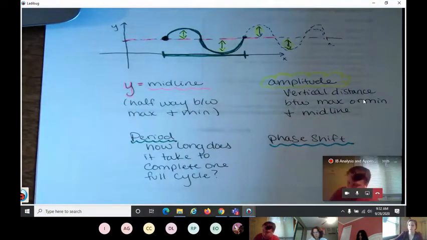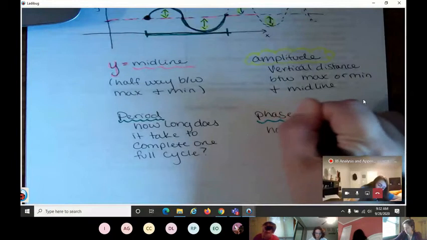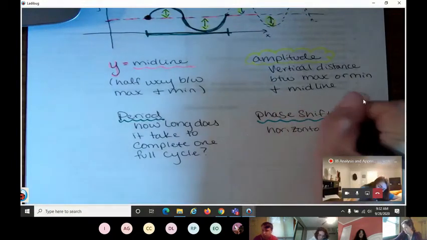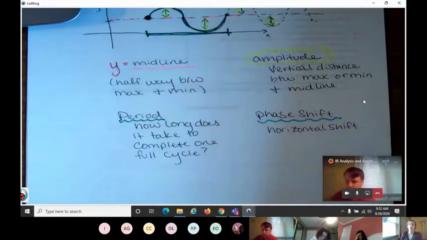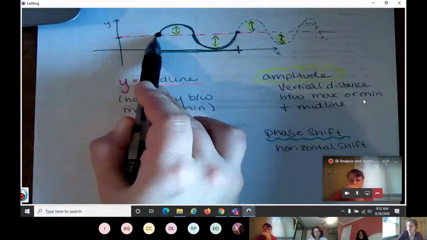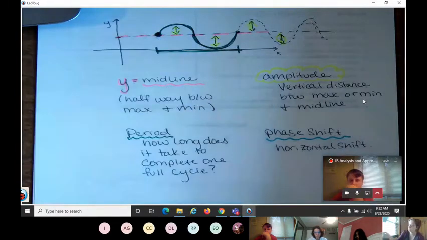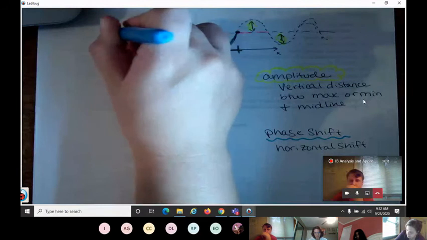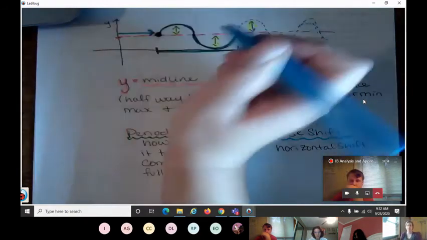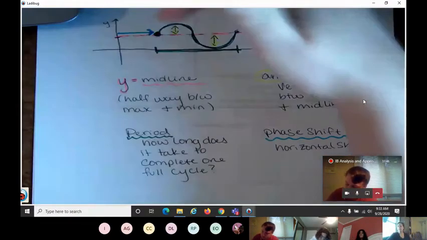The phase shift is a horizontal shift. So if this were a sine graph, sine normally starts at the midline. Our first point is at the midline, and so our phase shift for this would look like the distance that we traveled to get to that first midline point.